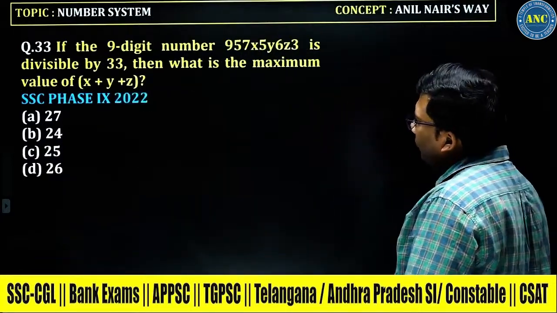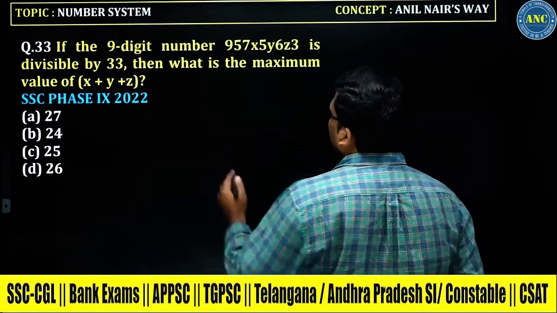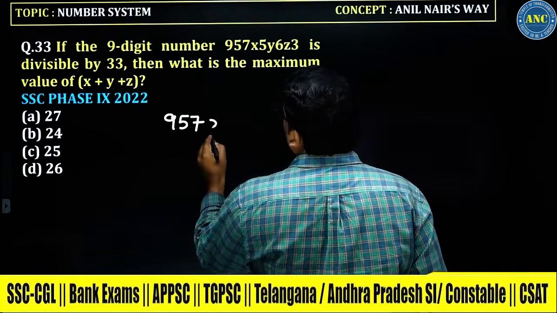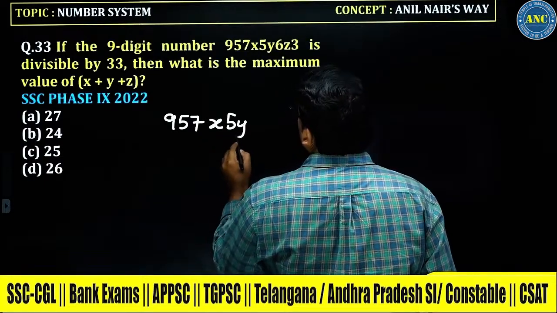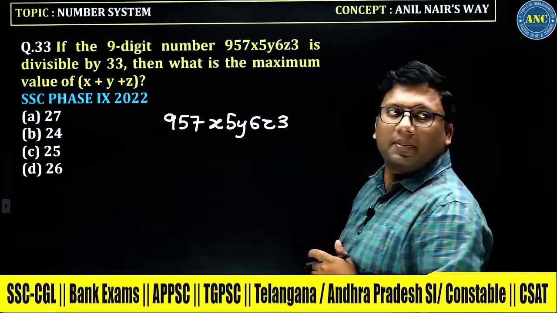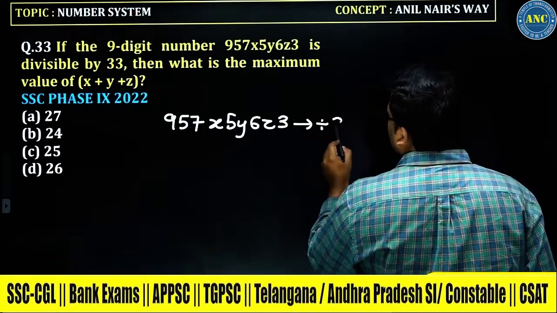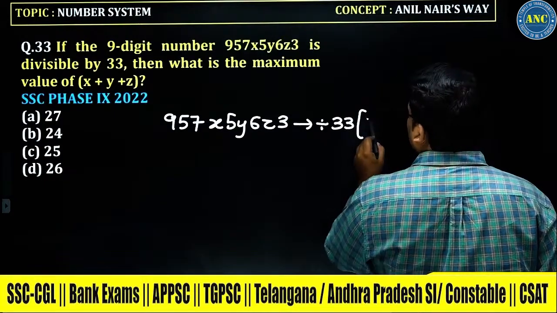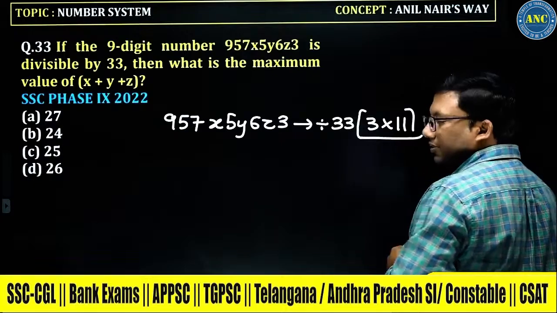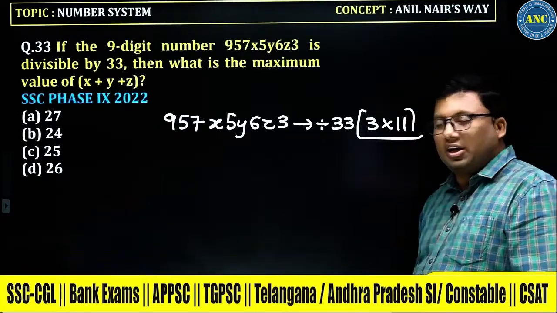Next one. There is a 9-digit number given to you. It is 957x5y6z3. This is a 9-digit number. It is divisible by 33. 33 can be written as the product of two coprimes, 3 into 11.